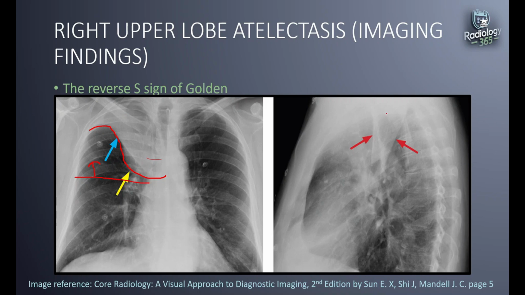On the lateral, you can see that the major and the minor fissure are elevated. And this is the triangular opacity that represents the upper lobe.